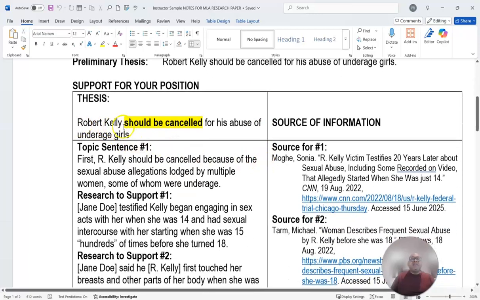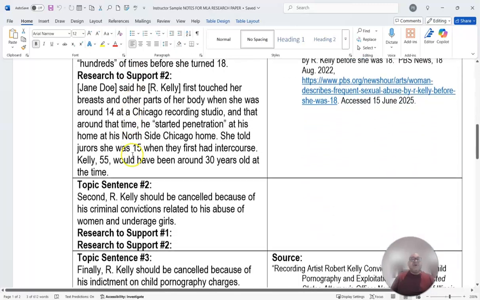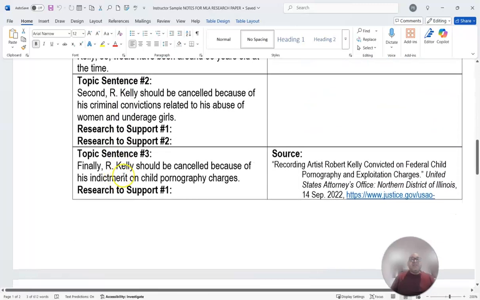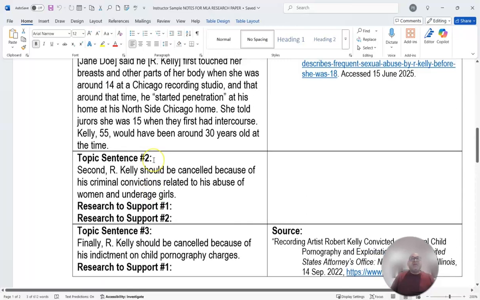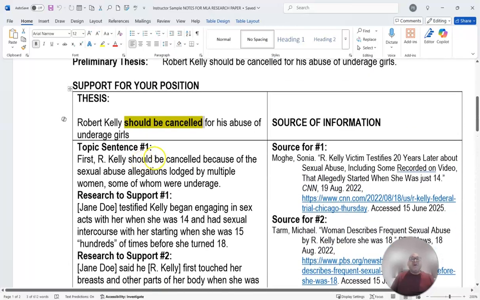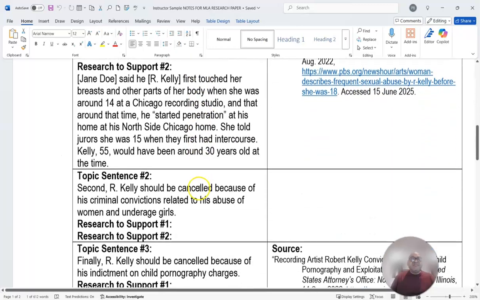I have my topic sentence here and I highlighted "should be canceled" to keep me on track, right? So each of my topic sentence number one, topic sentence number two, topic sentence number three, should support my thesis statement that R. Kelly should be canceled. Let's look at this. So my first topic sentence says R. Kelly, first, use a transition. Use a transition for your topic sentences. First, R. Kelly should be canceled because of the sexual abuse allegations lodged by multiple women, some of whom were underage.